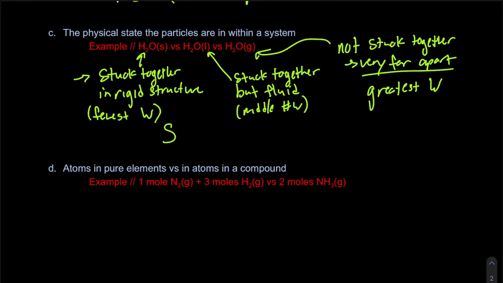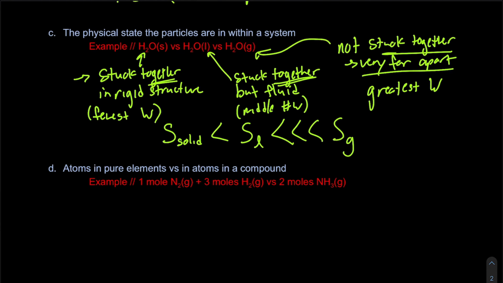And so what we could say here is the entropy of a solid is going to be less than the entropy of a liquid. And I'm just going to go ahead and put a couple less than signs here, is the entropy of a gas, because now we've gone from substances being stuck together to not. They're so far apart from each other. So a gas is going to have so many more ways the energy can be distributed that it's going to have a much, much, much higher entropy than a liquid or a solid.